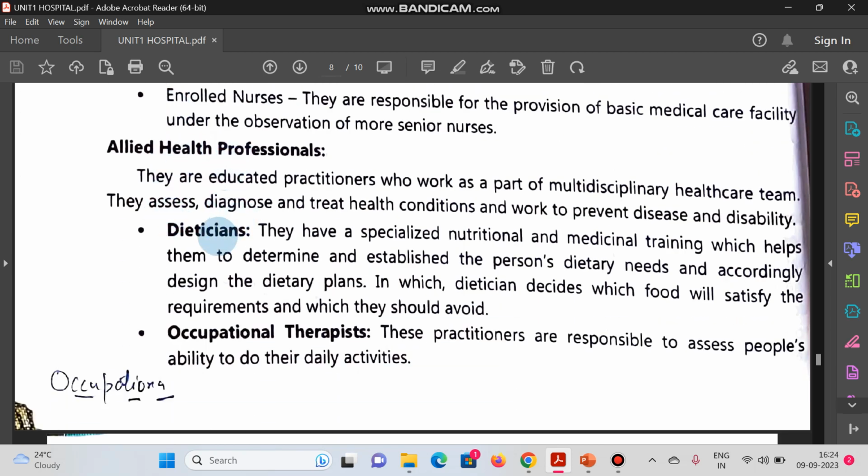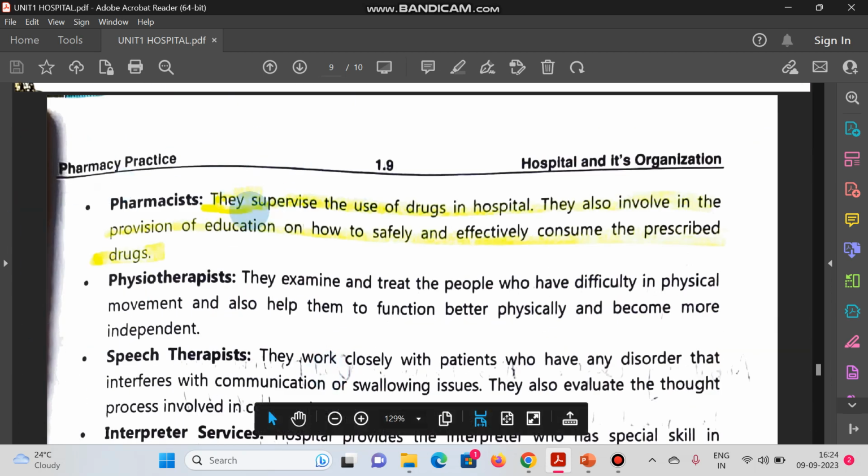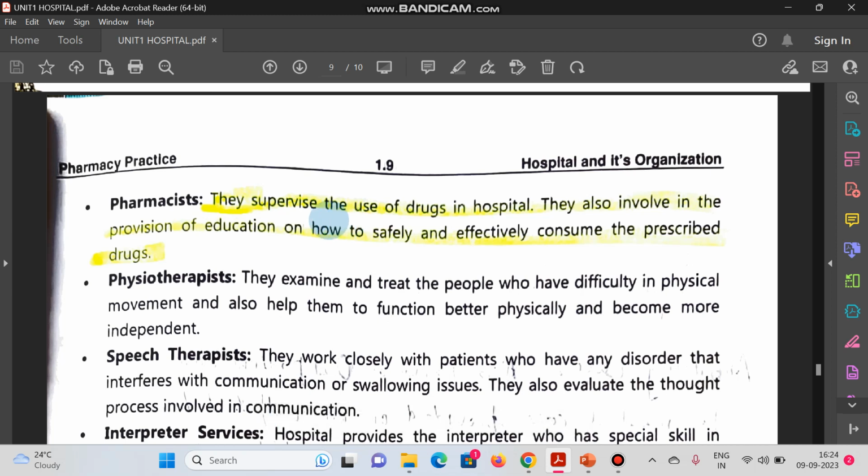Allied health professionals: first, dietitians. These are specialized nutritional medical personnel who are able to provide the proper dietary plan as per the patient's condition. Occupational therapists are there to assess people's ability to do their daily activities. We have pharmacists, the backbone of the hospital, I would say. They are the team or the person who supervises the use of drugs in the hospital. They are also involved in the provision of education on how to safely and effectively consume the prescribed drug.